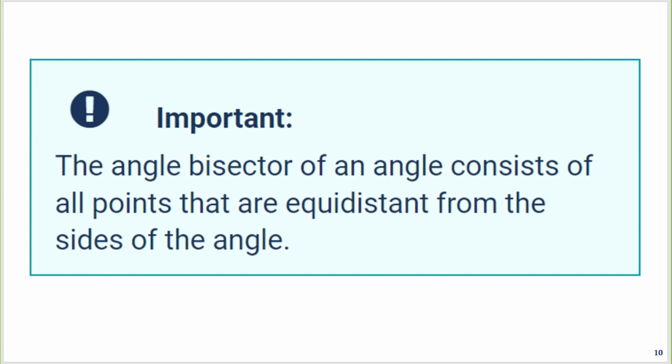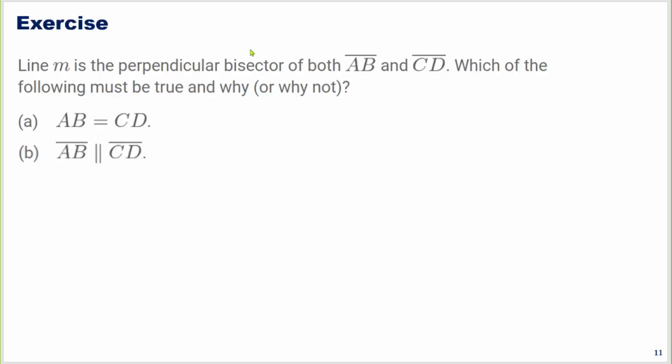Alright, then we have talked about the concepts and properties of perpendicular bisector and angle bisector. So now let's consider a quick quiz. Okay, I'll give you 2 minutes to think about this by yourself, and after that we'll have a look at the solution together. Okay, so we have a line M, which is a perpendicular bisector of both AB and CD. Which of the following must be true and why? So if you think that must be true, you need to prove that. Otherwise, as long as you can give a counter example, you can say that's not necessarily true.